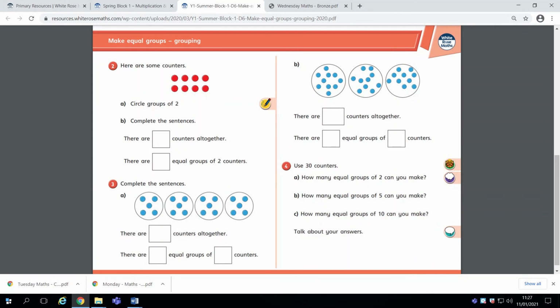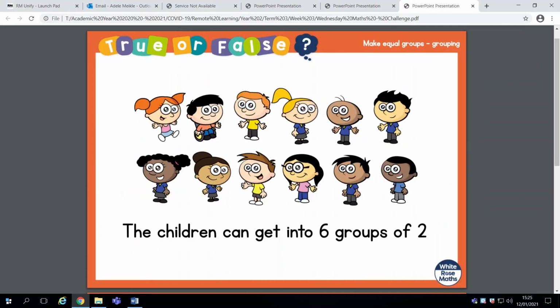This is our silver activity. Again, using your grouping knowledge now, work your way through the sheet. If again you need practical resources as well to start up, then please do. If not, use some scrap paper and draw something on there as well. But if not, the pictures on here should help you as well. Lastly, number 4, you're using 30 counters, so you may need to do this with your practical resources or your drawing as well. I hope you enjoy your learning today.